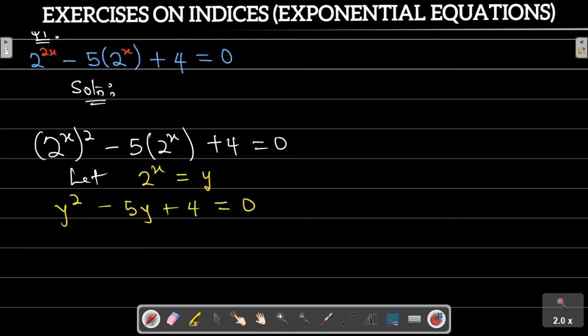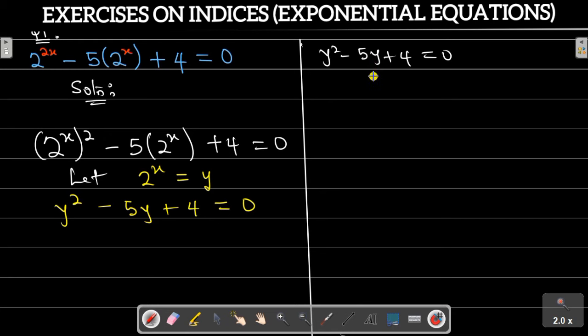What do we do again? We can now solve this quadratically. You see what we are saying, it leads you to a quadratic equation. To solve that, I have y squared minus 5y plus 4 equal to 0. We can use the factorization approach.